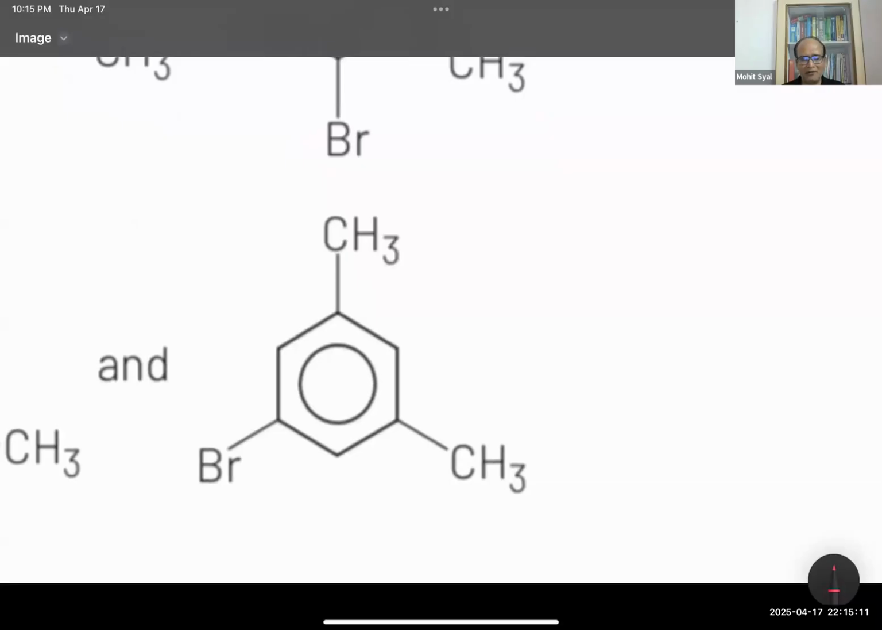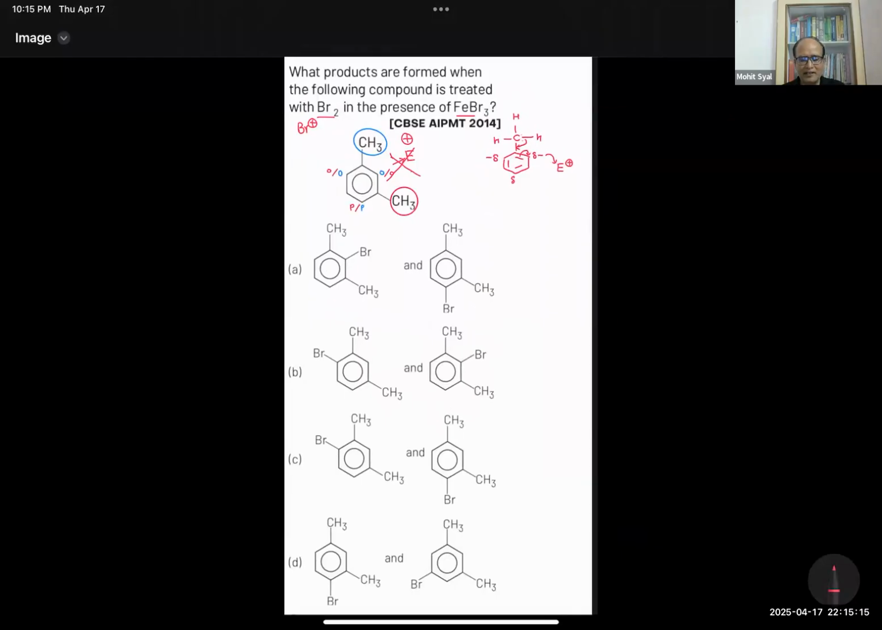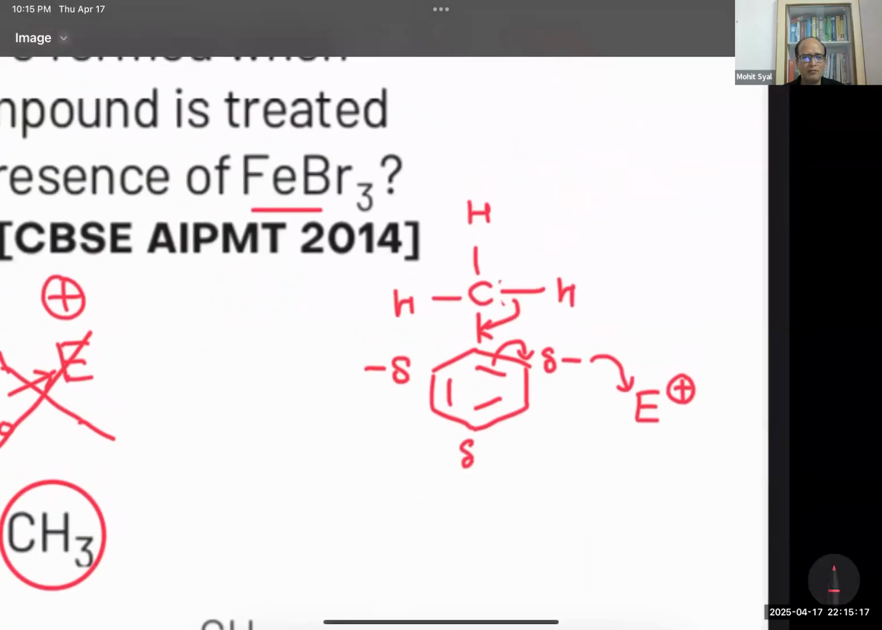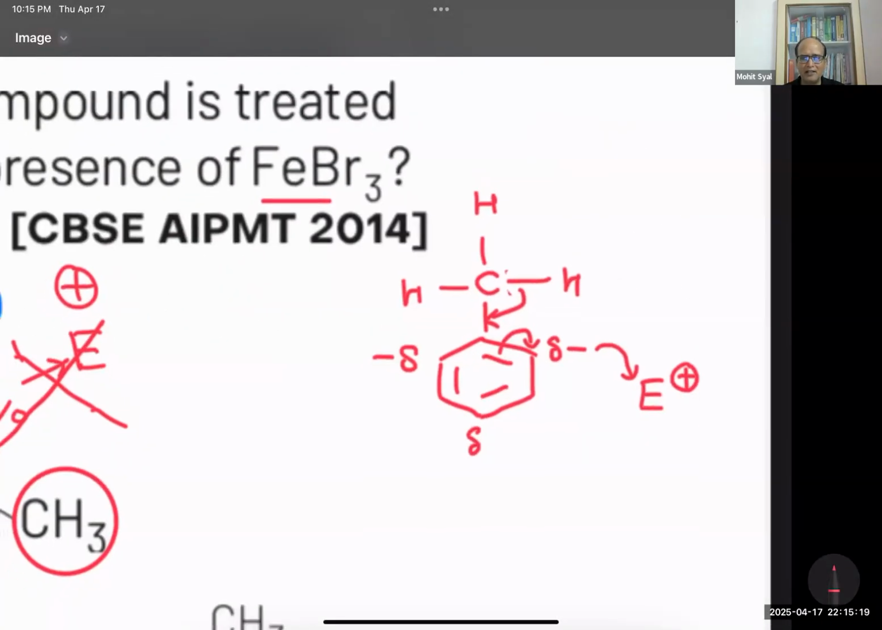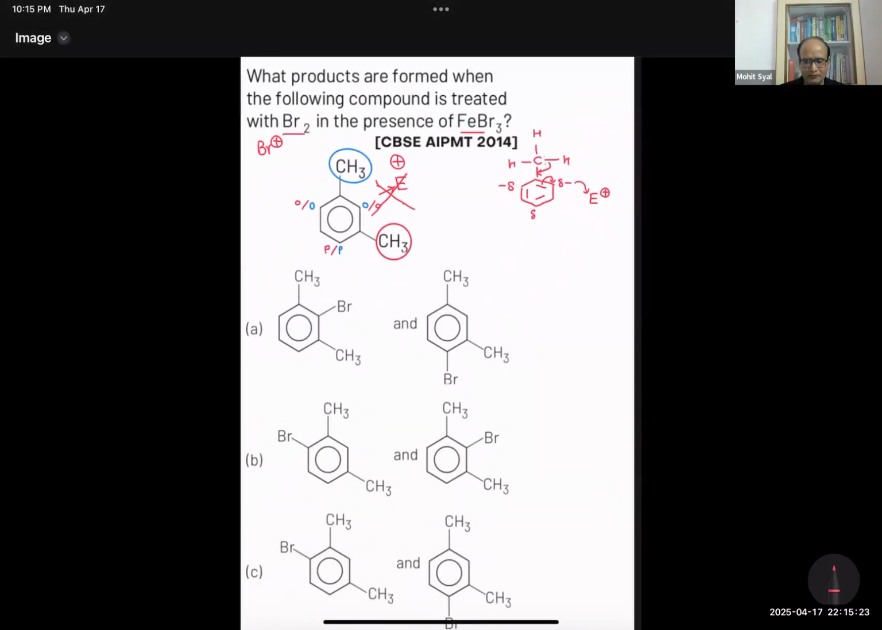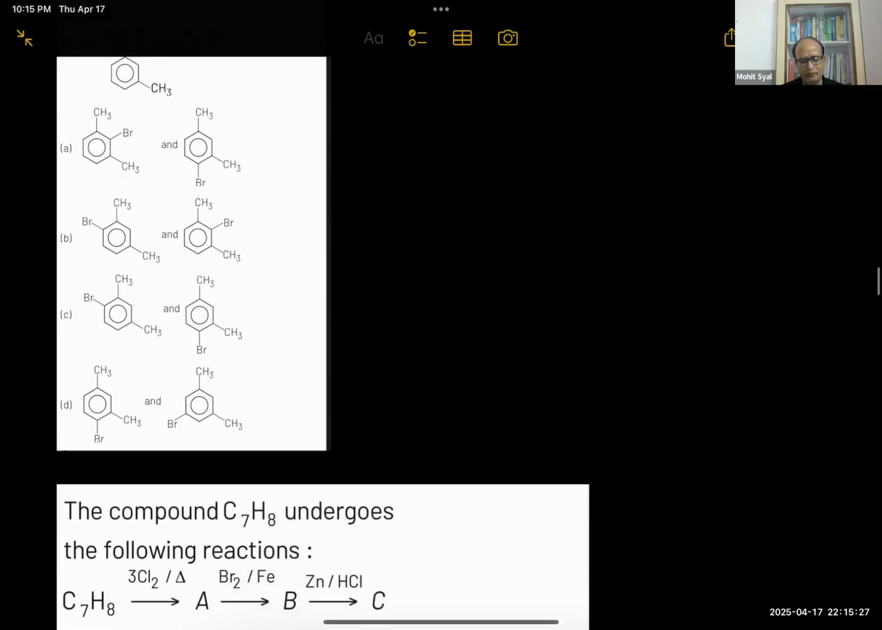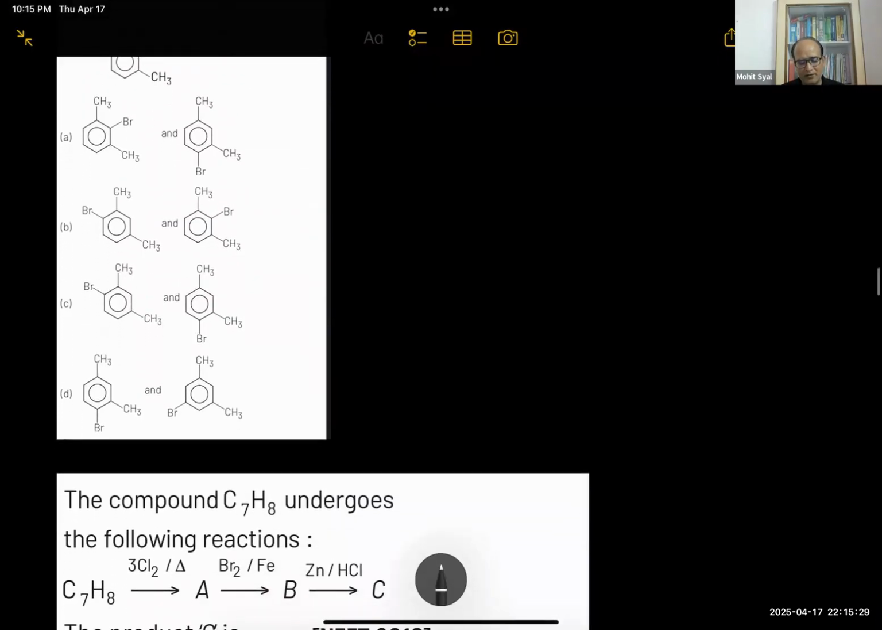So that also cannot happen, because the methyl group is electron donating and it increases the electron density at the ortho and para positions. Meta is not that rich. Got it? I hope you understood. And this concept is going to be used in a lot of other reactions.